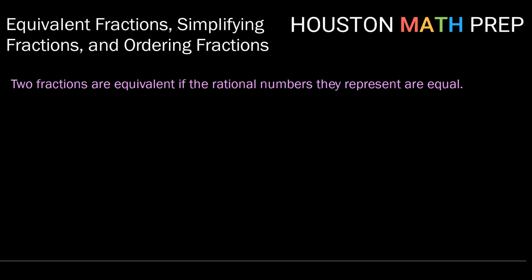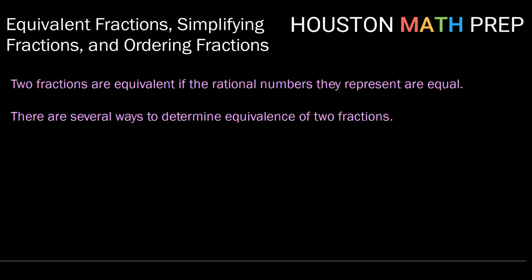We can say that two fractions are equivalent if the rational numbers that they represent are equal to one another. There are actually several different ways to determine this equivalence for two fractions. Let's take a look. One of the first ways that we can determine if two fractions are equal is to look at them visually. So here's what we mean by that.